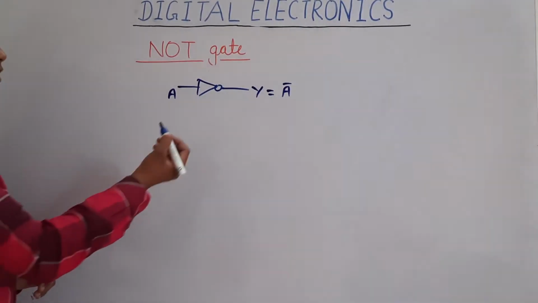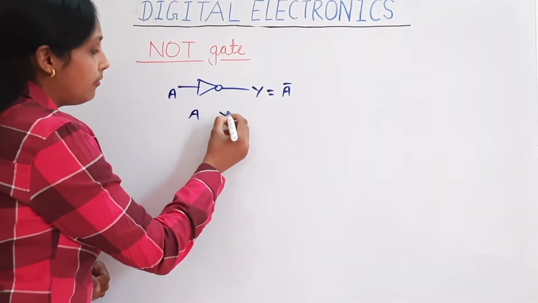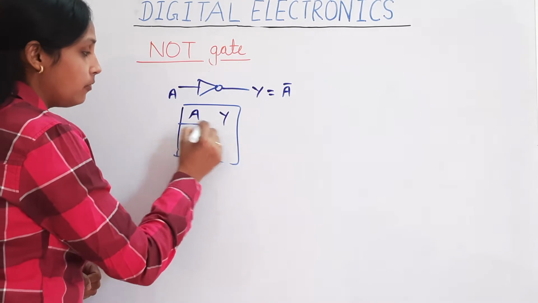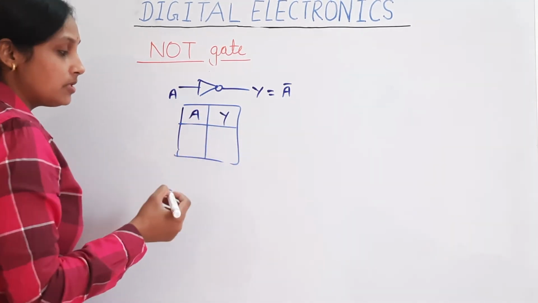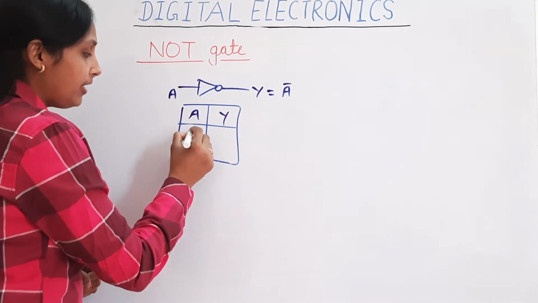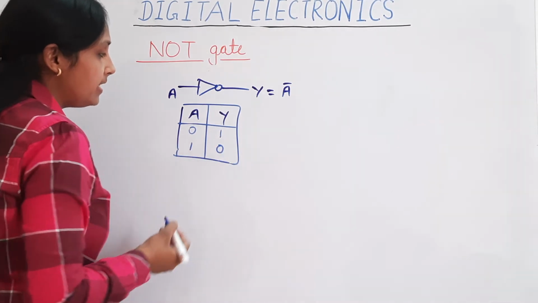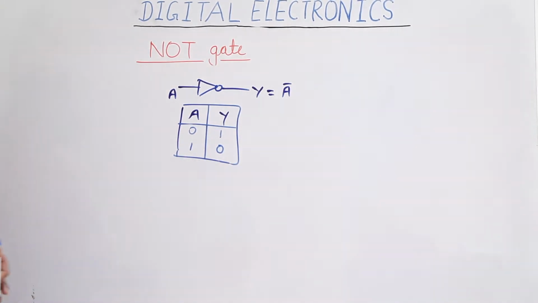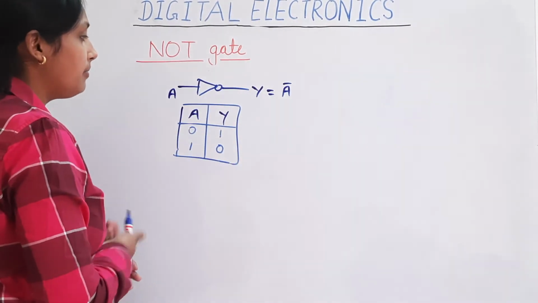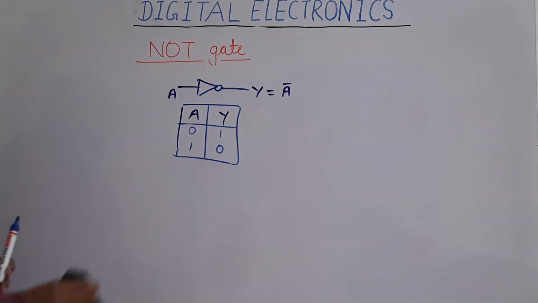Now we will see the truth table of NOT gate. Here A is the input of NOT gate and Y is the output. Two values are possible for the input, 0 or 1. So if A is 0, output will be 1. If A is 1, output will be 0. It behaves like an inverter. It just complements the value of whatever we are applying at the input side. This is the basic description of NOT gate.